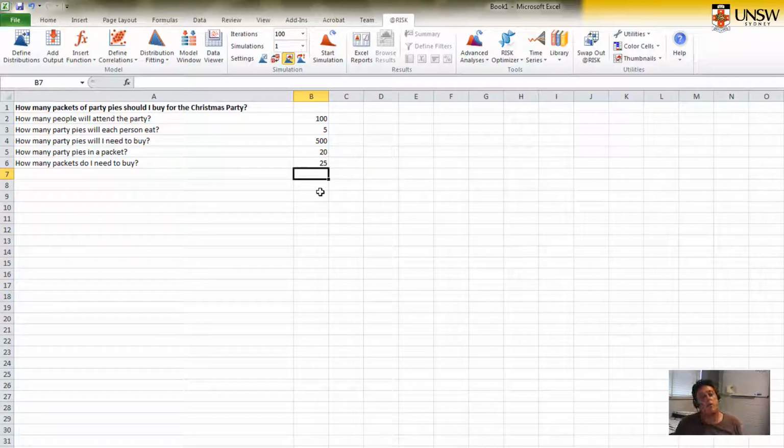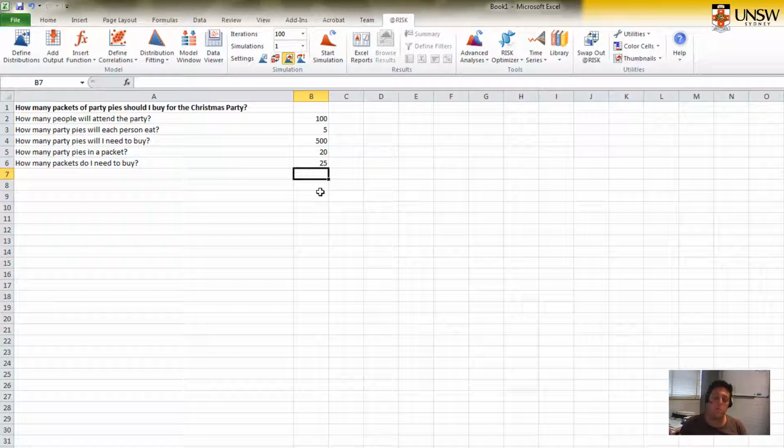Okay, so this calculation currently I've done in a way that we would call a deterministic calculation. I've got a single number. It more or less assumes that I know those values. 100 people at the party, 5 pies per person. But you know that that's not real.